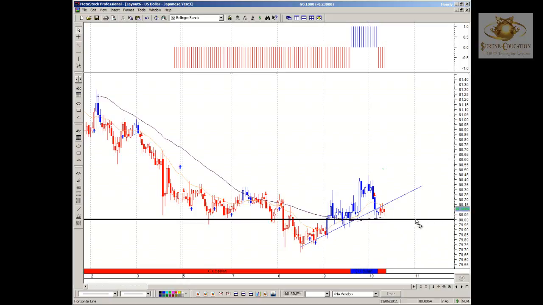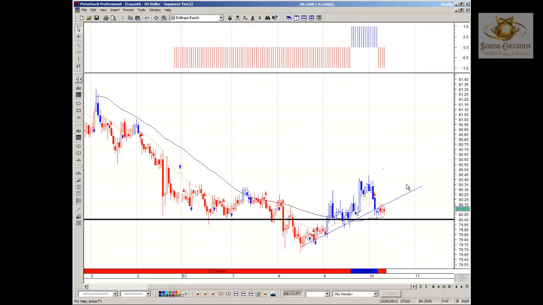We need to see it hanging above 80 to give us confirmation that it's happy above 80. Otherwise, we can see price toying with the 80 mark for the next couple of days, and we could see a continuation to the downside because of that. So it needs to be finding support above 80 to be looking for longs.